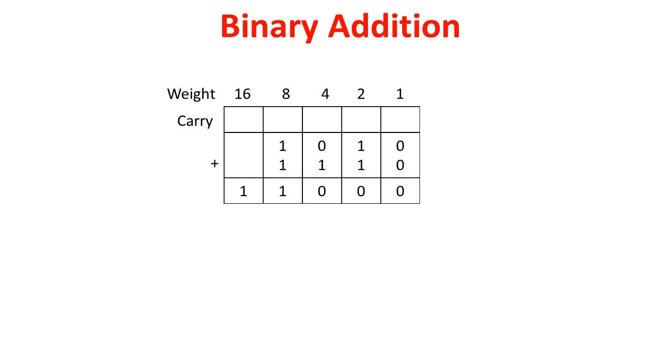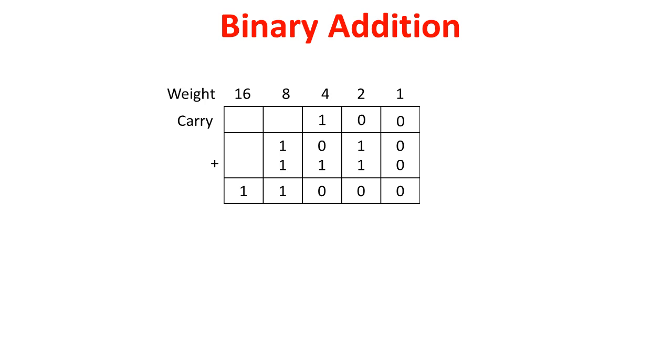So let us first add 0 plus 0 at the rightmost. If we add 0 plus 0, the result is 0 and no carry will be taken over. So 0 carry goes to the second place. So 1 plus 1, what will be the result? The sum will be 0, but the carry will be taken over to the third place.